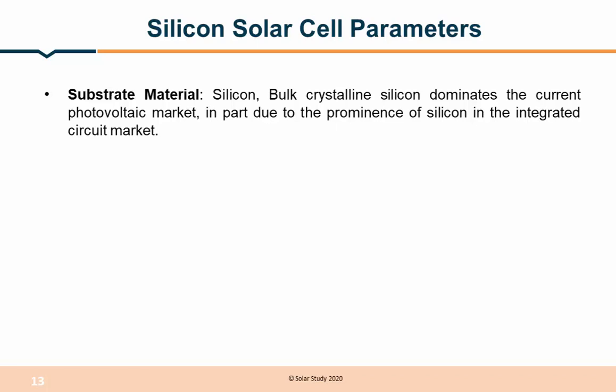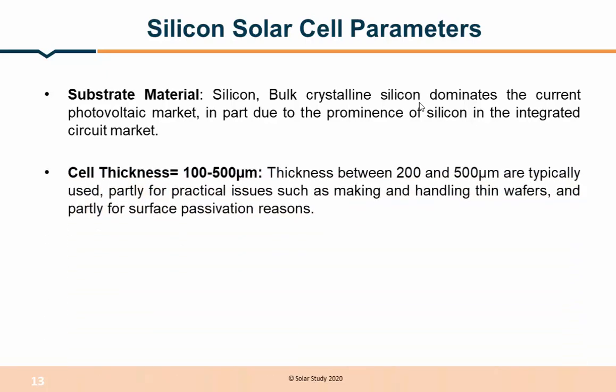First of all, we have to see the substrate material. So basically, a solar cell contains p-type material, that is either boron or silicon. So the base contains silicon material. The bulk crystalline is made up of silicon material, that is currently used in the market. This is called substrate material, either it is N type or P type.